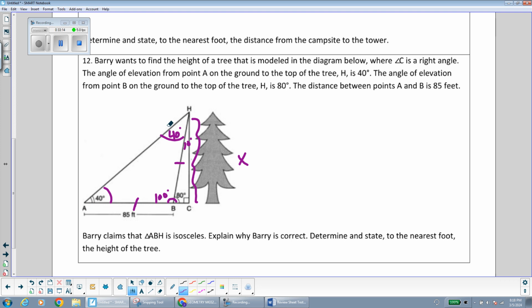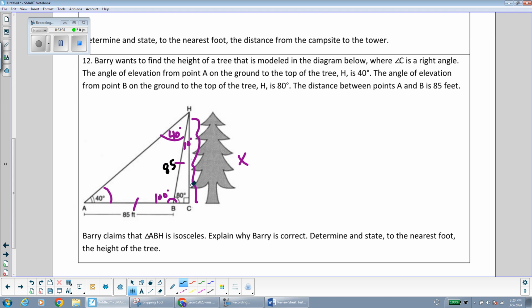And if I take a look at the big right triangle, actually, we do know another side of this triangle. Because remember in part A, we said that this triangle here, ABH, is isosceles with the two congruent sides. And one of the congruent sides is 85. So the other side is also 85.